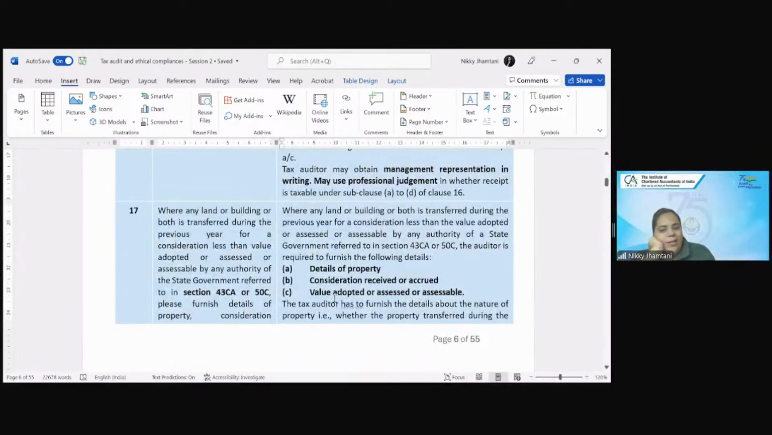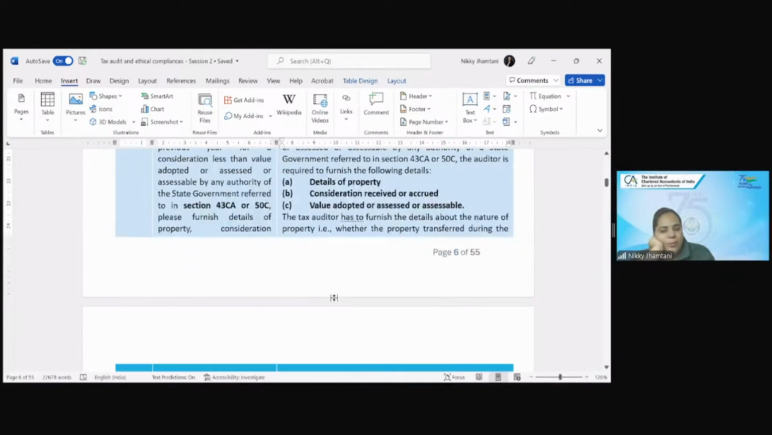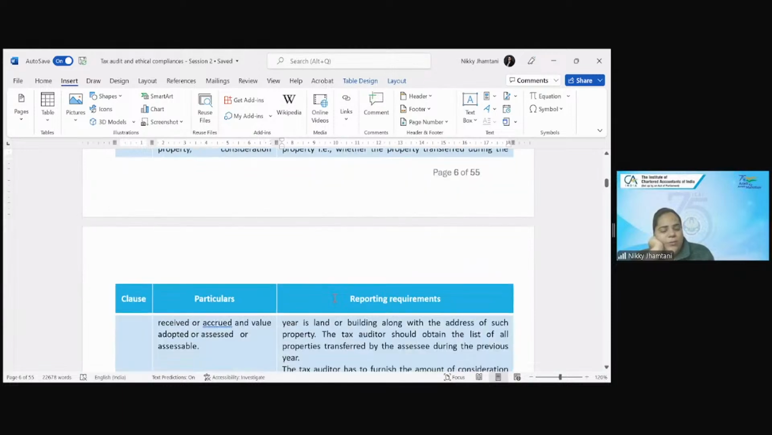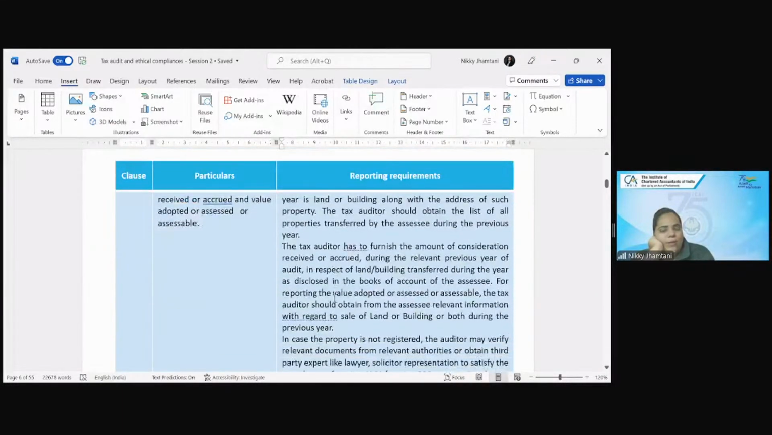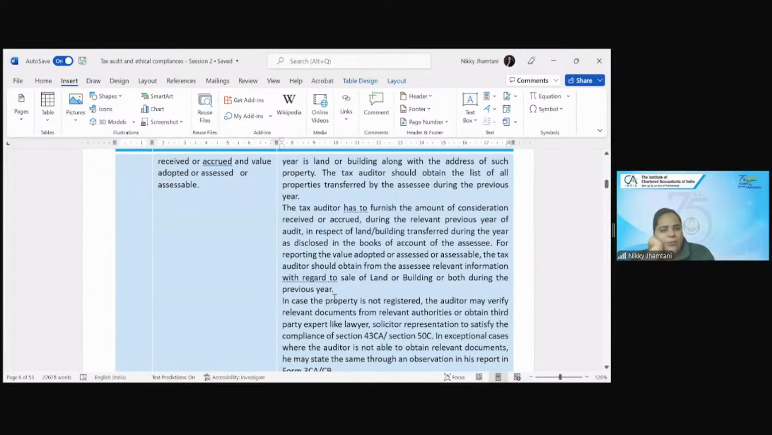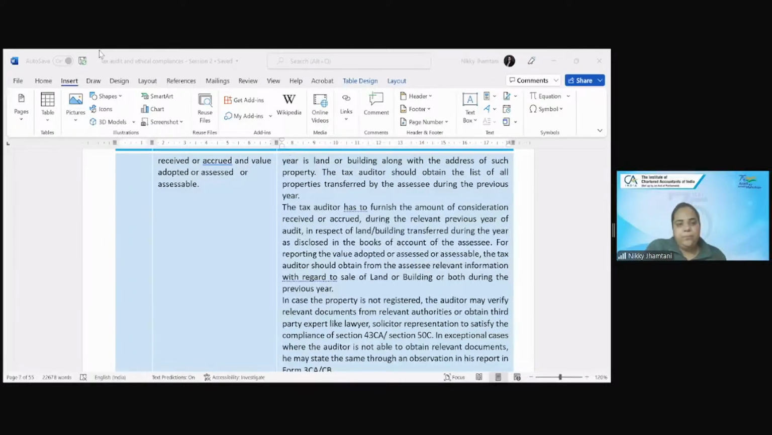The tax auditor has to furnish the details about the nature of the property, whether the property transferred during the year is land or building, along with the address of such property. The tax auditor should obtain the list of all the properties transferred by the assessee during the previous year. The tax auditor has to furnish the amount of consideration received or accrued during the relevant previous year of the audit, in respect of land building transferred during the year as disclosed in the books of accounts of the assessee.